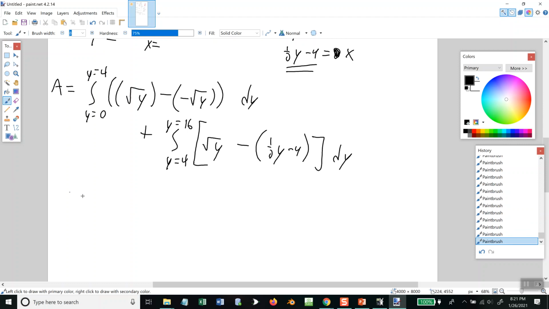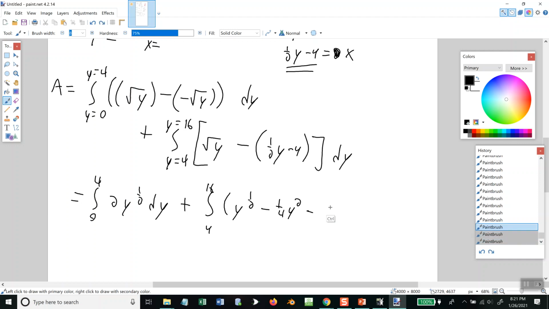Okay, so it's from 0 to 4. Negative negative becomes positive, so we got 2 y to the 1/2 dy plus 4 to 16 y to the 1/2 minus. Add 1 to the power, divide by our new power, so 1/4, not 1/6, y squared minus 4y. Wait a minute, I'm not there yet.